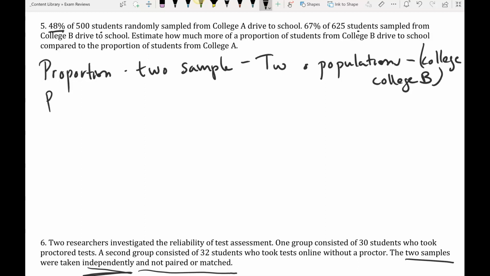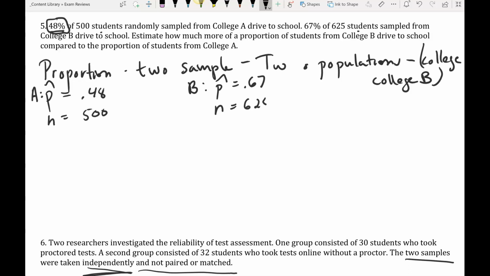One is I've got a p hat for group 1, from college A. From college A, p hat is going to equal 0.48, and my n is equal to 500. And then from group B, my p hat is going to equal 0.67, and my n is going to equal 625.